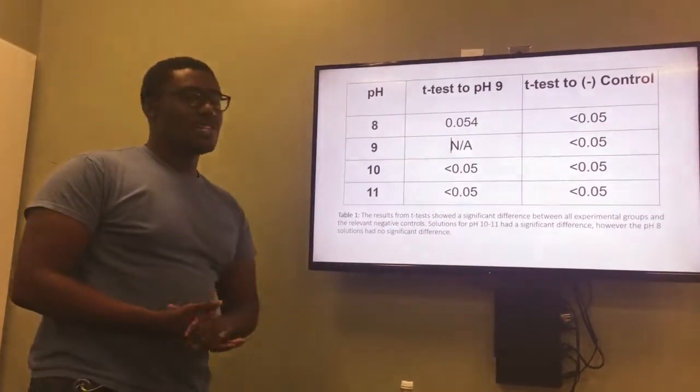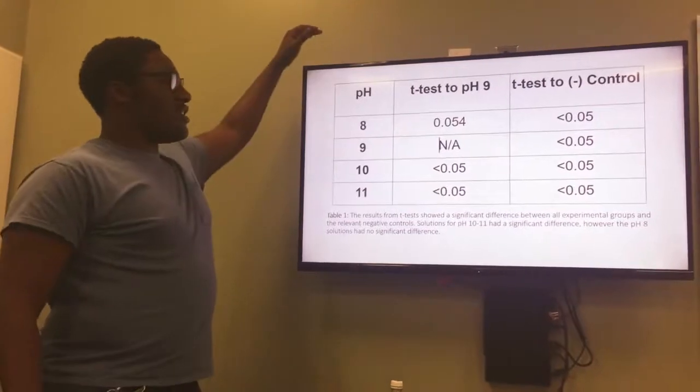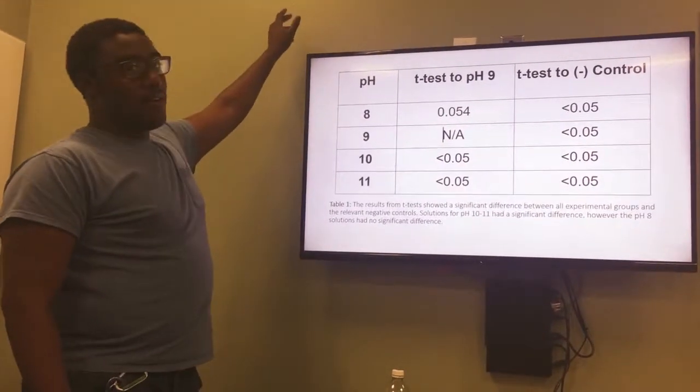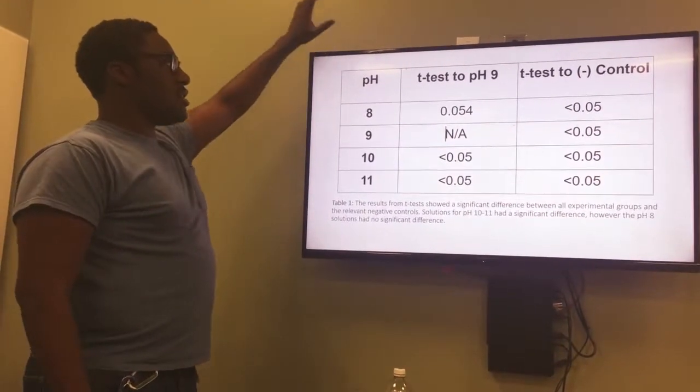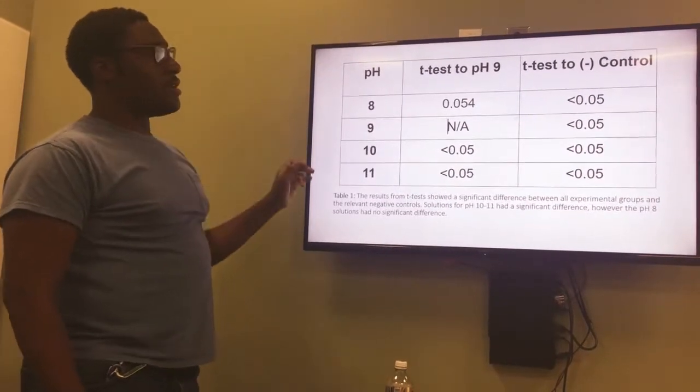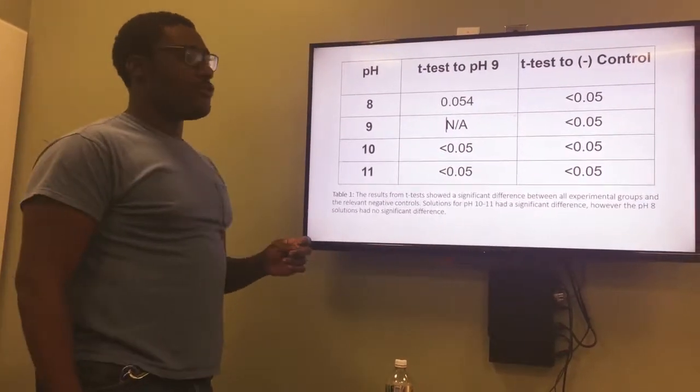Now the thing that we can fix here is to add in the other pHs 7, 6, and 5 to give us a better idea of whether pH 8 and 9 are the best optimal level for enzyme activity.